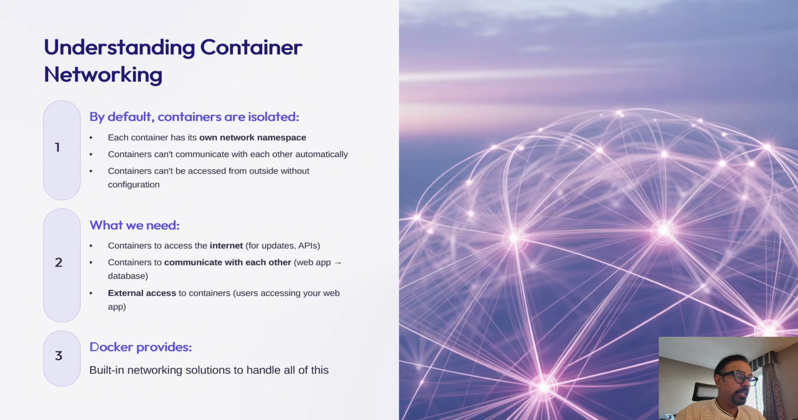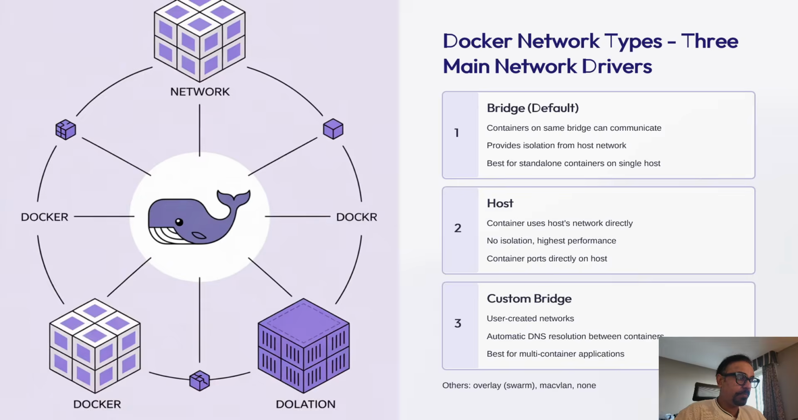Docker automatically creates networks, assigns IP addresses, manages DNS resolution between containers, and handles port mapping for external access. Understanding this networking concept is crucial because almost every real-world application involves multiple containers communicating with each other and with the outside world. So let's explore how Docker networking works.